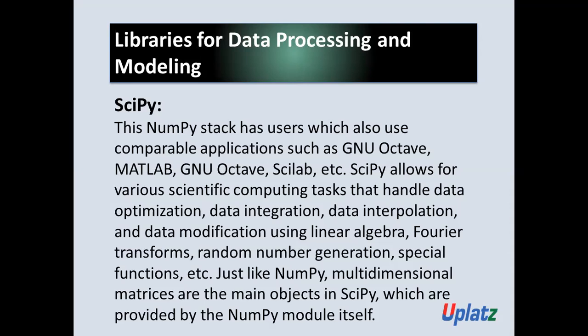Are you getting the point? SciPy allows for various scientific computing tasks that handle data optimization, data integration, data interpolation, and data modification using linear algebra, Fourier transform, random number generation, special functions, etc. Just like NumPy, multidimensional matrices are the main object in SciPy, which are provided by the NumPy module itself. Okay, got it?